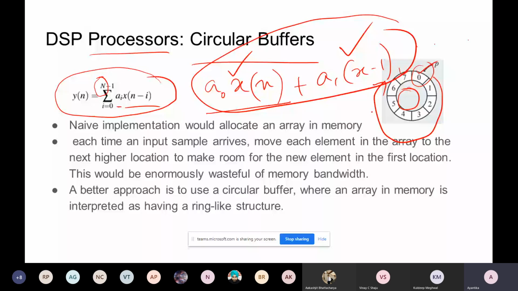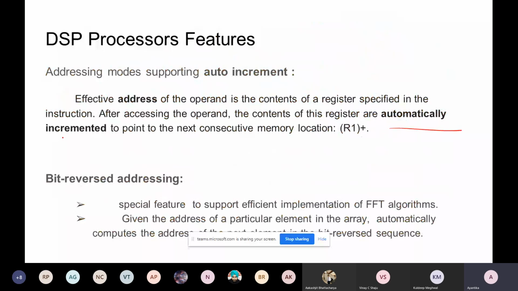So this is one typical added feature that DSP processors use, because in those processors we repeatedly use these types of operations, repeated multiplication and additions. And if you overwrite these values after some particular delay, then there is no harm in it. So this is one typical feature of a DSP processor. Another typical feature is automatic incrementing.